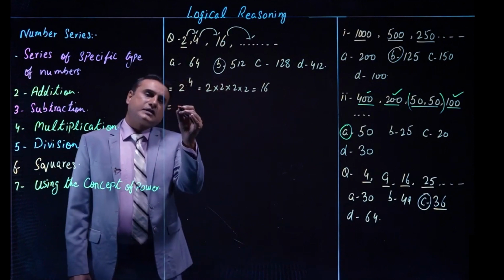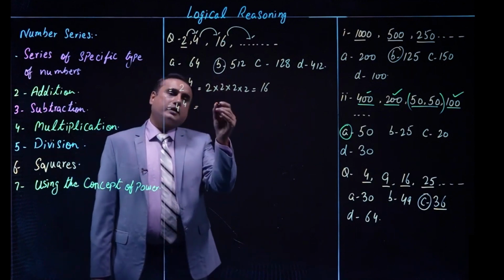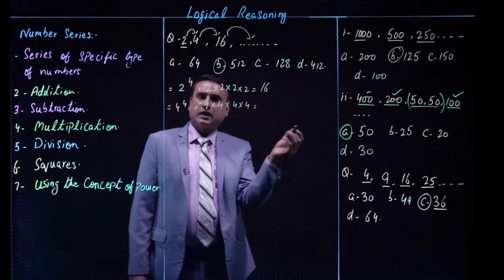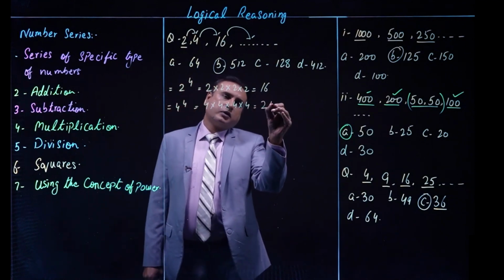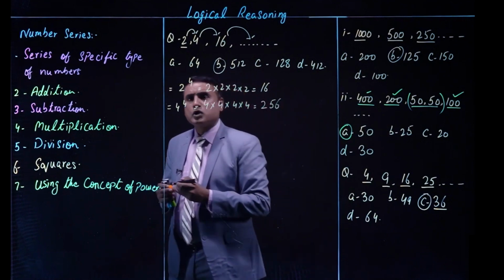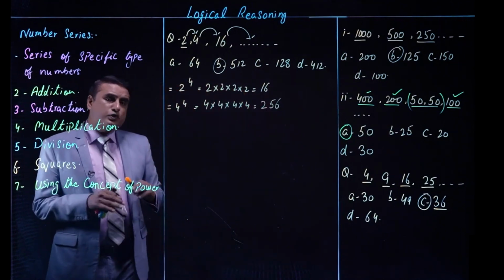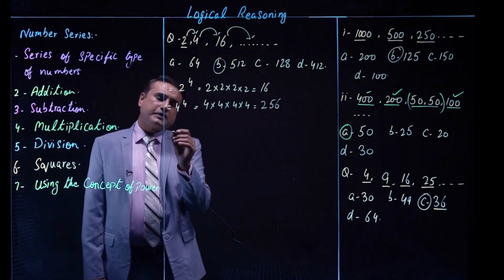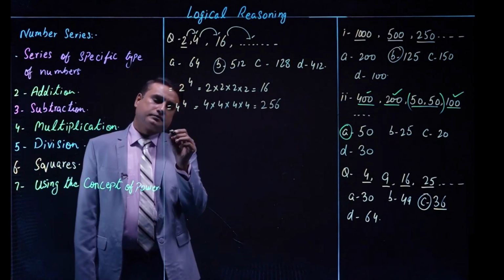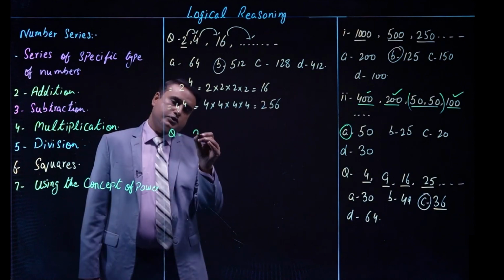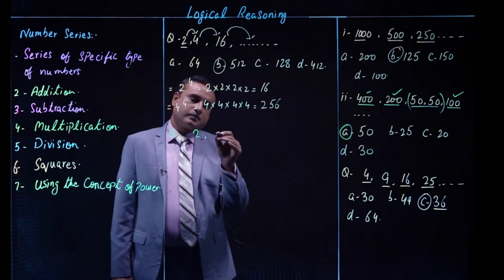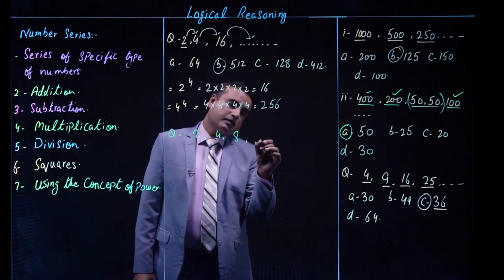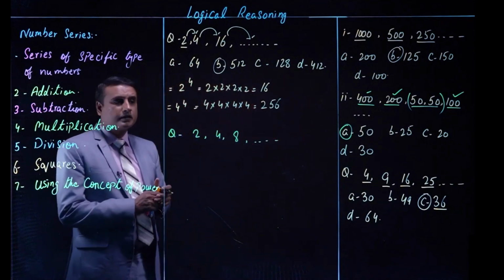Same is the case if I say 4 raised to power 4, it is 4 into 4 into 4 into 4, that is actually 256. So this is the concept of power. Let's see how this works. If I say 2, 4, 8, and then there is a blank.